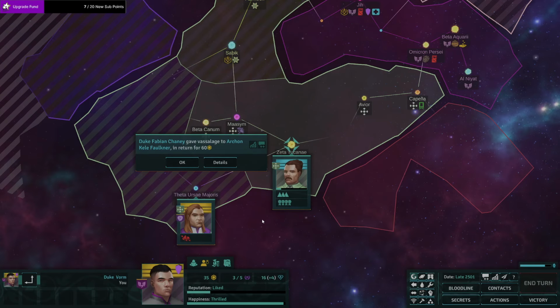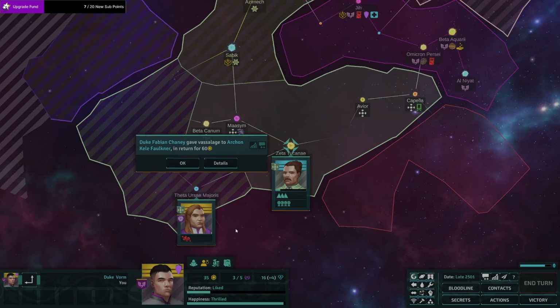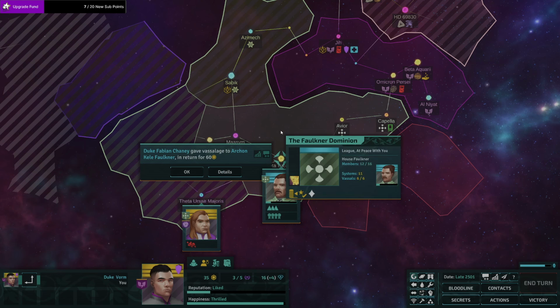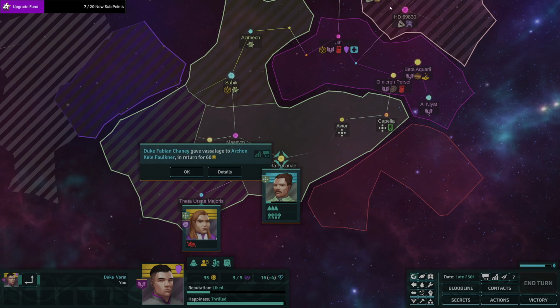Duke Fabian Cheney gave vassalage to Archon Keely Faulkner in return for $60. So he said, pay me the monies. Sure, you can be the boss. So again, this one is now a subject, and this guy gets raised up to an Archon. I'm squished between Archons now.